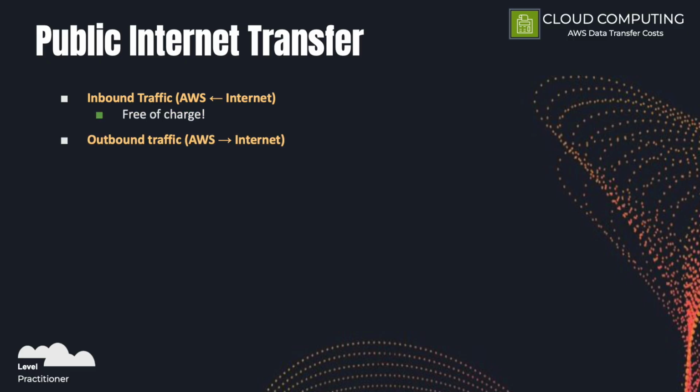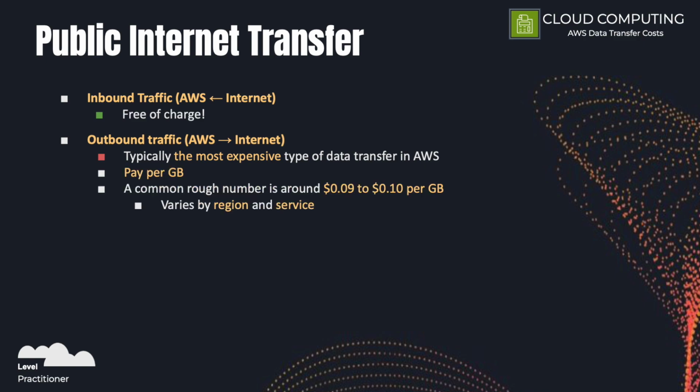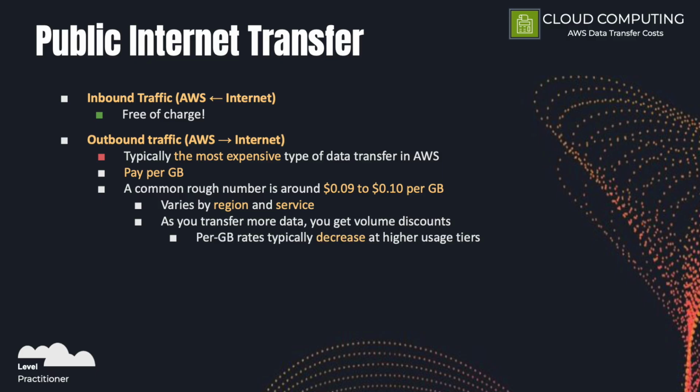The next one is outbound traffic, which is AWS's traffic to the internet. And this is typically the most expensive type of data transfer in AWS. When your applications send data back out to users on the public internet, you pay per gigabyte. The exact price depends on the service and the region, but a common rough number is around 9 to 10 cents per gigabyte, with volume discounts as you transfer more data.